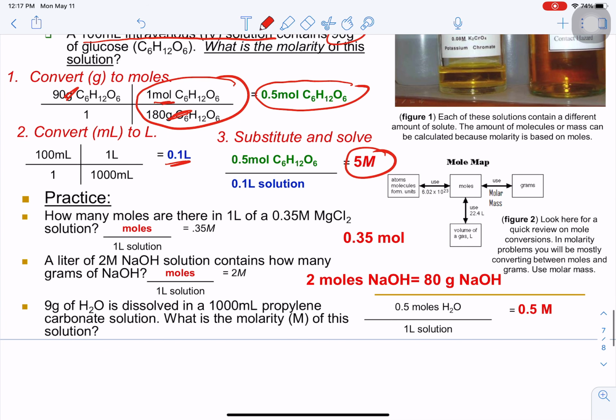And then here we got the practice. As you can see, here's the solution key, here's the answer. These aren't anything crazy. Number 2, I find the moles first, and then I just convert it into grams by multiplying by the molar mass. The molar mass of NaOH is 40 grams. Since we're working with 2 moles, 2 times 40 is 80 grams. And then this one here is pretty easy. All I've done is convert 9 grams of H2O into moles, and then convert 1,000 mils into liters, and then solve and get a 0.5 molar solution.